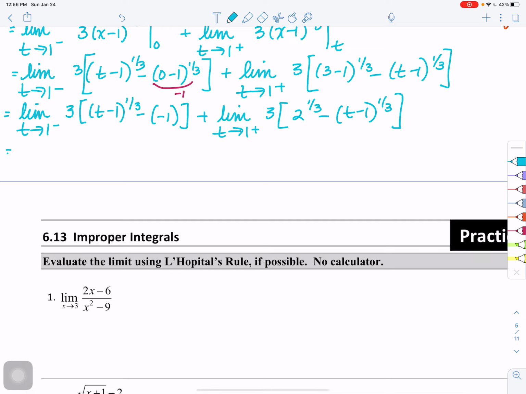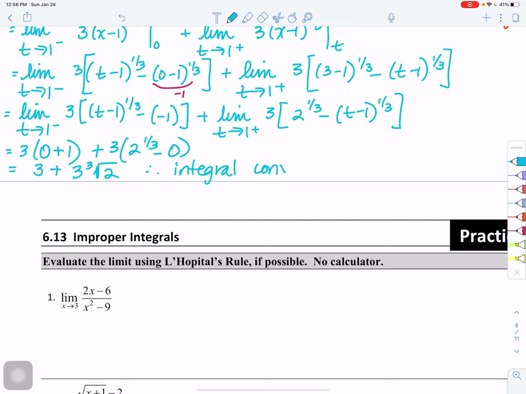So let's go ahead and plug 1 in. And remember, we're coming from the left, so we're slightly less than 1, okay? So we have 3 times 0 minus a negative 1 is a plus 1, plus 3 times 2 to the 1/3 minus 0. Pretty cool. So that's equal to 3 plus 3 cube roots of 2. Therefore, our integral converges.